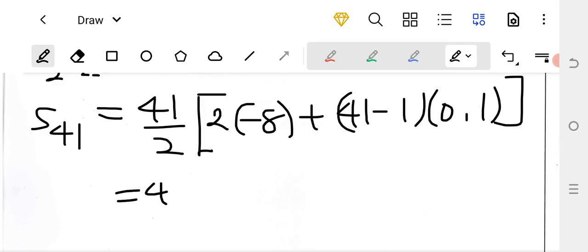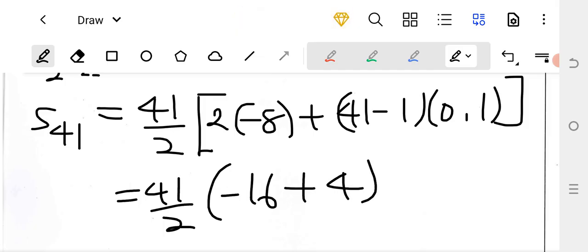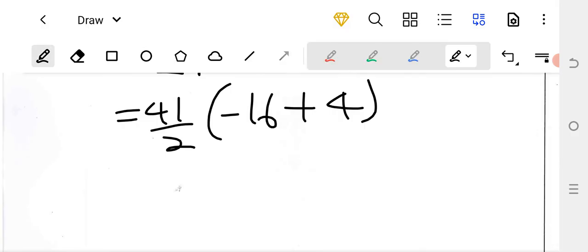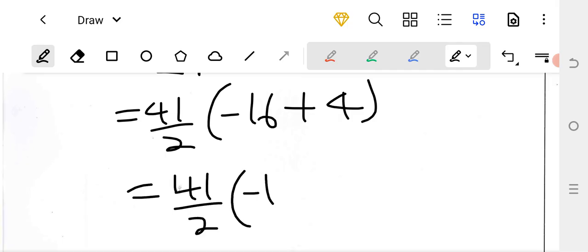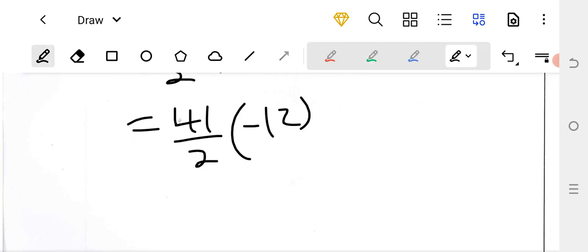is equal to 41 over 2. Then you're going to say multiplied by negative 16, then 40 multiplied by 0.1, you're just going to remain with a positive 4. Simple as that. Is equal to 41 over 2 multiplied by negative 12, is equal to negative 41 for that matter, multiplied by positive 6.